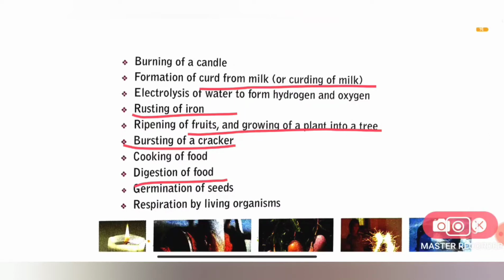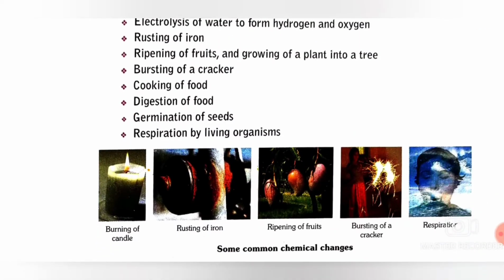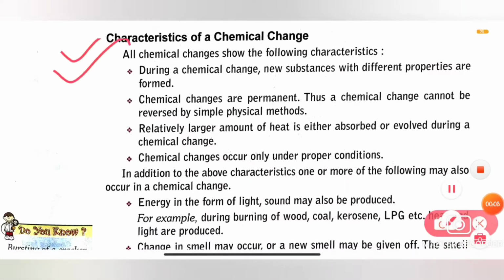For example, when coal or wood is burned, we cannot get back that coal or that wood from the burnt part. We do not get back the original even by reversing the condition; we do not get the main element back. So that is why they are irreversible changes. Now let's learn about the characteristics of chemical change. So what are the characteristics?